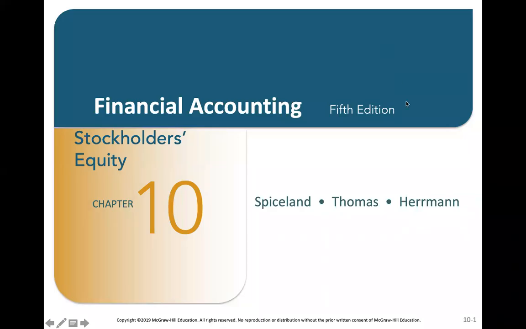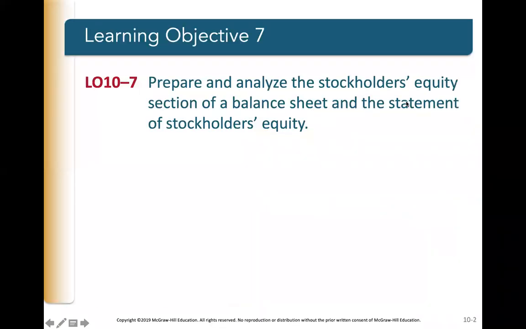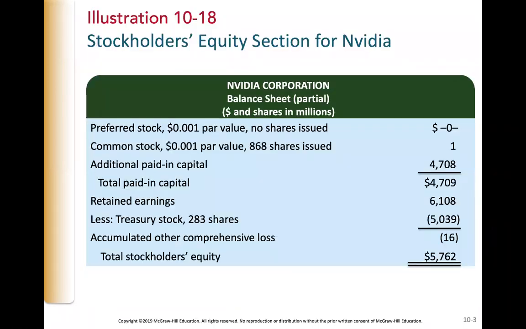Chapter 10, Stockholders' Equity. Now that we have learned about more transactions that affect stockholders' equity, we need to review how to prepare and analyze the stockholders' equity section of the balance sheet, as well as the statement of stockholders' equity. If you take a look at this example for this corporation, you'll see the stockholders' equity section of the balance sheet. Preferred stock is usually listed before common stock in the balance sheet, given its preference over common stock.